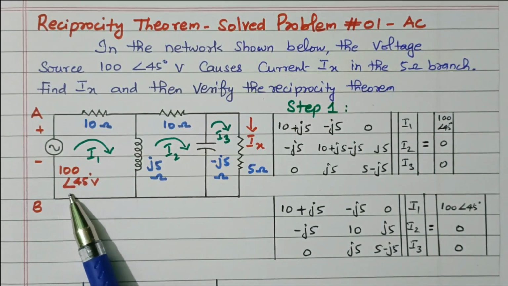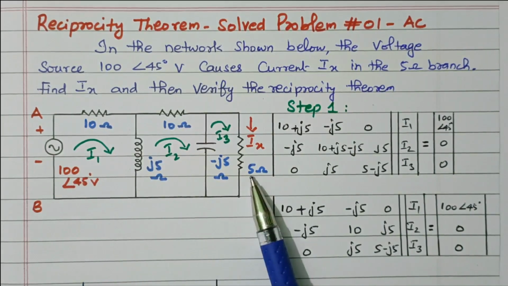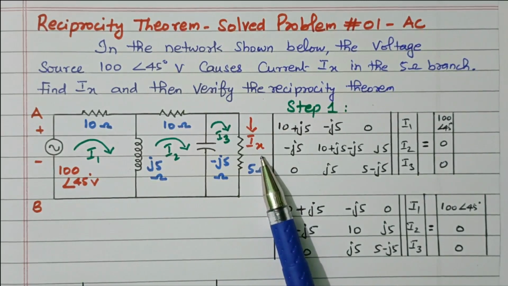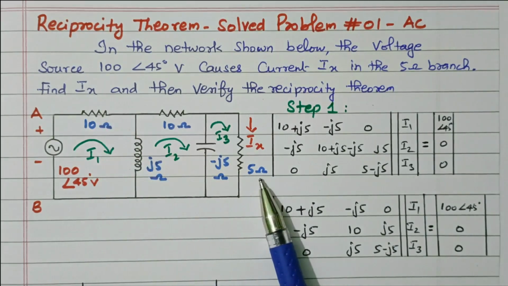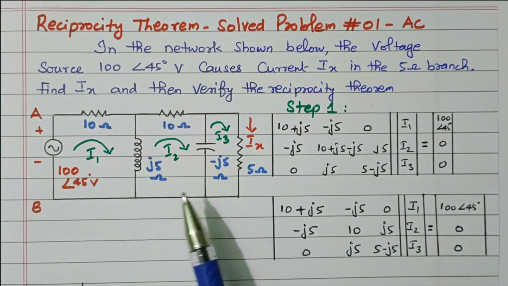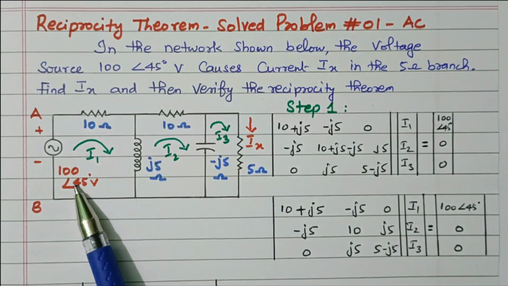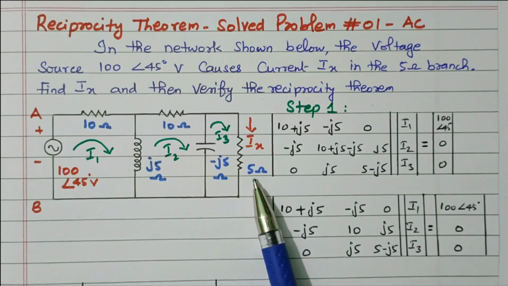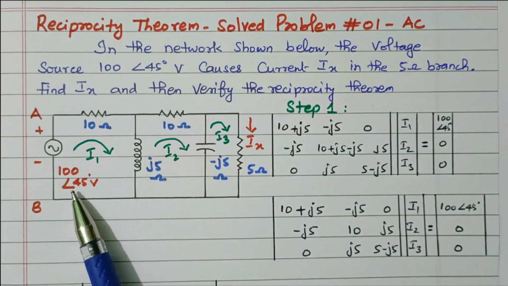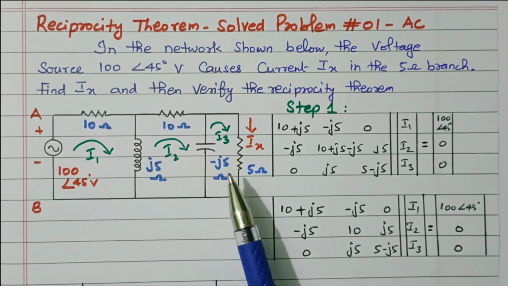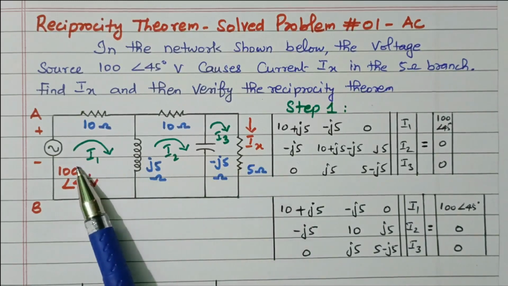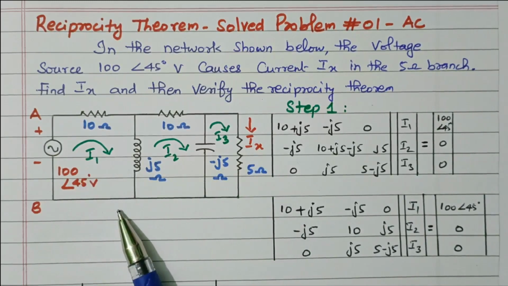In loop 1, the voltage source is available. In loop 3, the 5 ohm is available. Through the 5 ohm, the current flowing is Ix. We need to find the value of Ix, and also verify the reciprocity theorem. The reciprocity theorem says that the voltage source available in branch 1 can be transferred to branch 3, so that the current in branch 3 will be reflected in branch 1. So that is the reciprocity theorem.